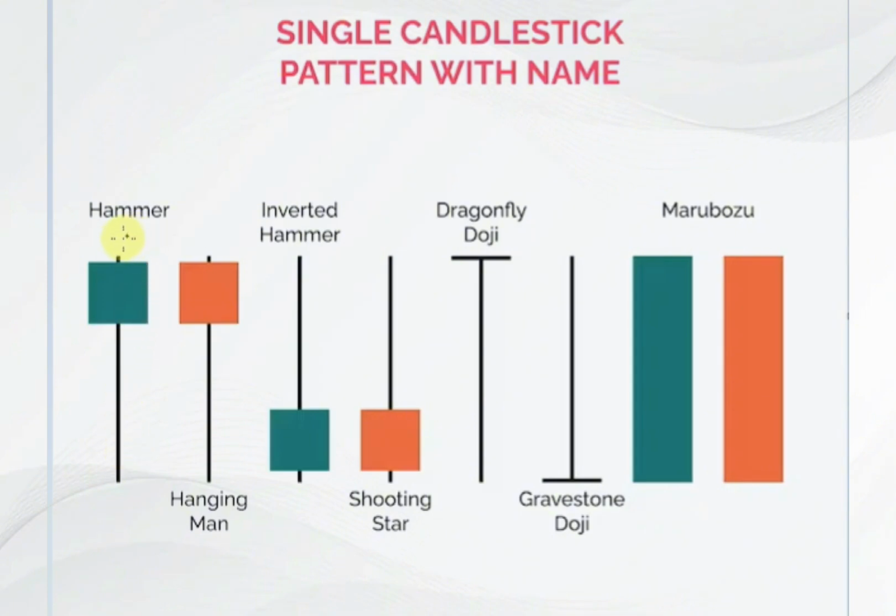So when you see a hammer in the market, it's indicating that the buyers are in control of the market, and price is about to retrace to the upside. It's about to go to the upside.